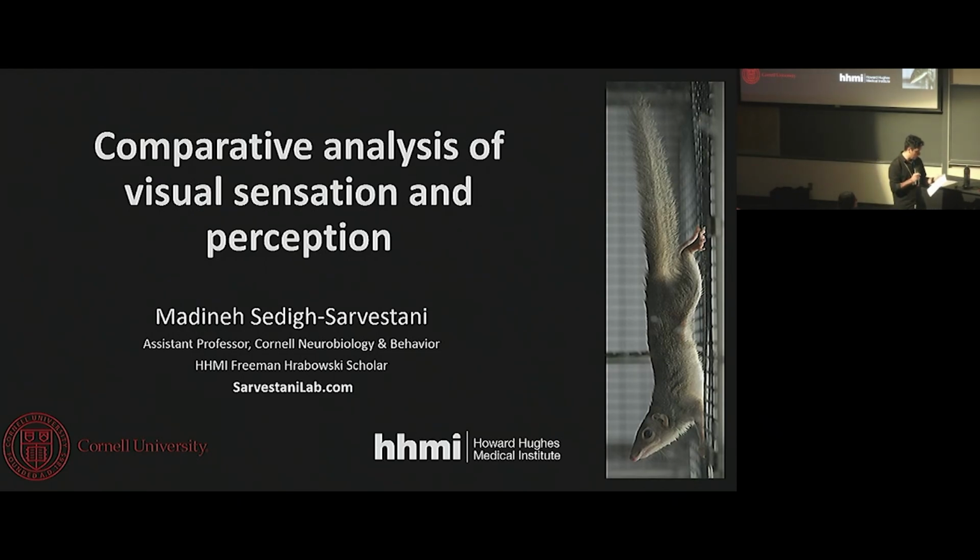So the first talk is by Dr. Madineh Sedigh-Sarvestani. She is an assistant professor at Cornell University in the Department of Neurobiology and Behavior, and at Howard Hughes Medical Institute Freeman Hrabowski Scholar. She earned a PhD in engineering science and mechanics from Penn State University and a BA from Harvey Mudd College. Her research examines how the architecture of visual circuits in the brain supports sensory processing, particularly how these circuits adapt to an animal's movements. Using techniques such as two-photon imaging and electrophysiology, her work spans multiple animal models, including treeshrews and mice, with the goal of advancing our understanding of embodied cognition and developing new neurological therapies.